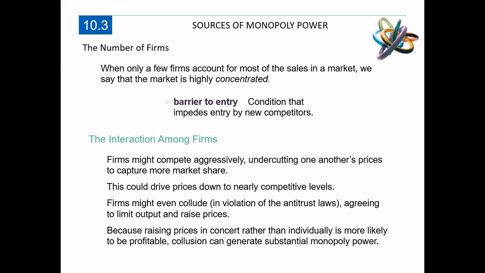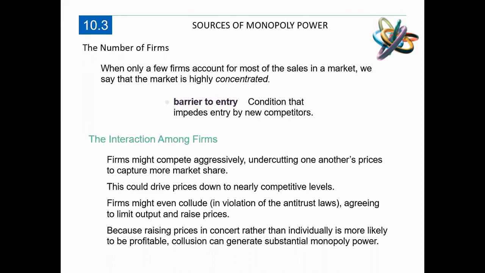The role of the antitrust law is to penalize, as the antitrust law penalized Microsoft because they were using their software and hardware and their operating systems, and they were controlling many devices, controlling many practices, and the US sued them and penalized them because they had monopoly power, and it ended up with them paying a huge amount of money as a penalty. Because raising prices in concert rather than individually is more likely to be profitable, collusion can generate substantial monopoly power.